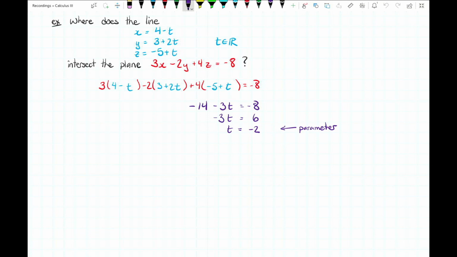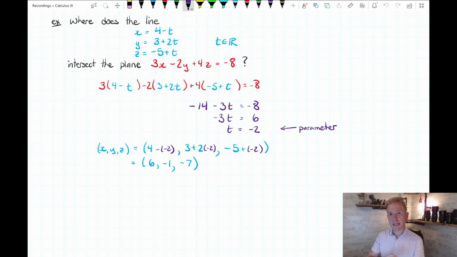Now that we've got that parameter, like I said before, given any value of the parameter, we can come up with a point on the line. We've already got the equations given to us for x, y, and z. That will be our point. We simply need to plug in t equals negative 2. And that gives us the point 6, negative 1, negative 7. Well, we've seen now how a line can intersect a plane, and that would intersect at a single point. Although it's possible that a line may never intersect a plane if they are parallel to one another, in which case you wouldn't be able to solve for t whatsoever.